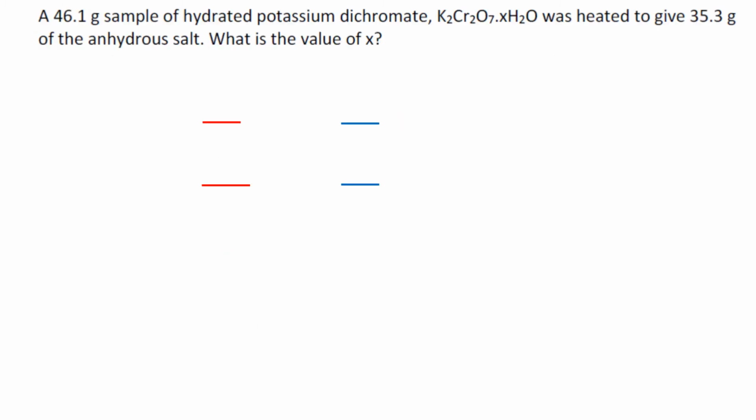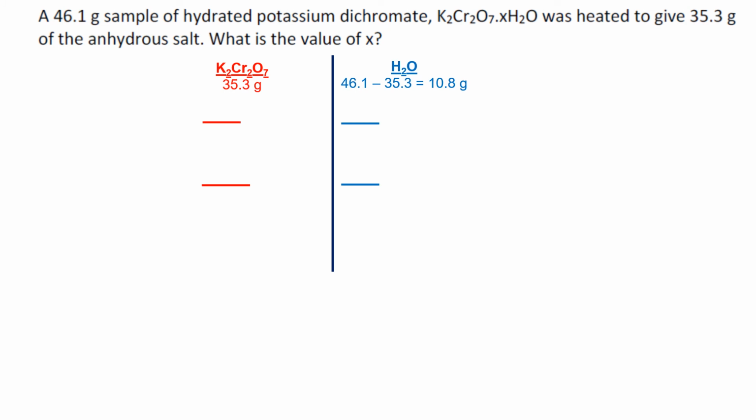Okay, another example here. So pause the narration, see if you can work through this one and calculate X. Okay, so it's 46.1 of the hydrated potassium dichromate, so that's the total mass. 35.3 of it was the anhydrous salt, so the K2Cr2O7, which means the water mass will be the difference between those two masses. So K2Cr2O7 is 35.3, water is 10.8.